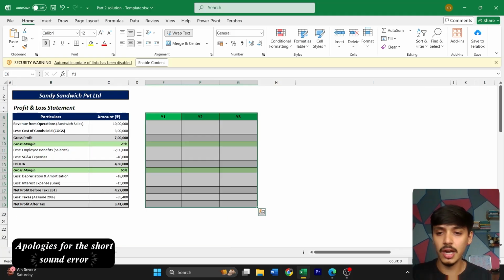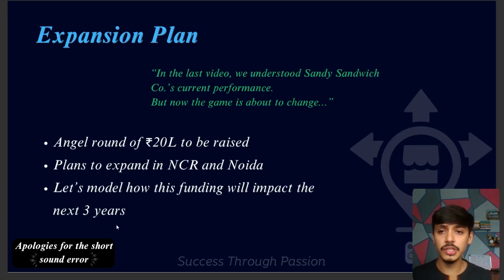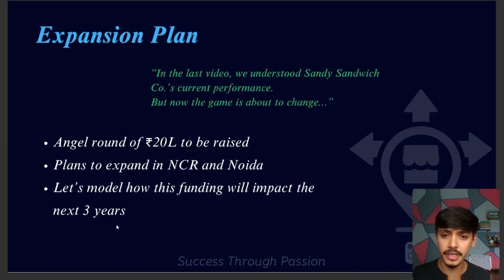So let's get started with the first line item, which is expansion. In the previous video, we understood the company's current performance: what its revenue was, what the COGS was, what the operating expenses and non-operating expenses were, and finally we got to net profit. But now things are going to change.